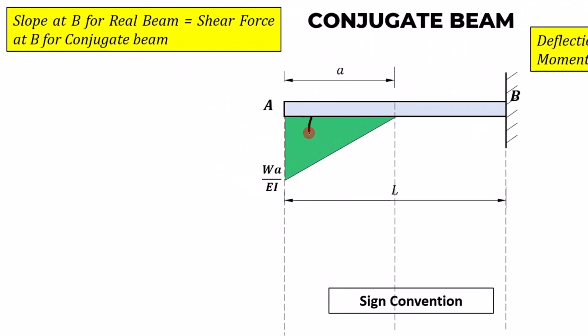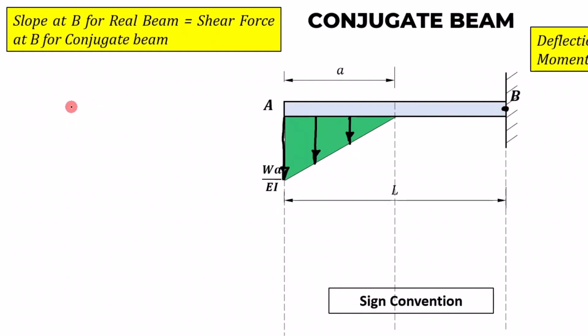And please remember, here, since the bending moment was of a hogging nature, all the loads will be pointing in the downward direction. Let me do it quickly. All the loads will be pointing in the downward direction. So far, so good. And again, let me switch on the sign convention. What do you want? You want the bending moment at B, which will give you the deflection for the real beam. You want the shear force at B, which will give you the slope for the real beam.